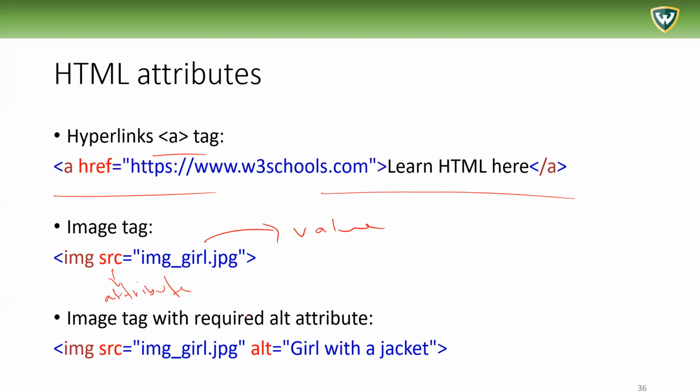Now, image tag with required alt attribute. So the image tag has more than one attribute. Usually it has the src, source, which is this, and then may have other attributes like alt. Alt is alternative name. And you can say, okay, the alternative name is not just going to be this, it's going to be girl with a jacket.